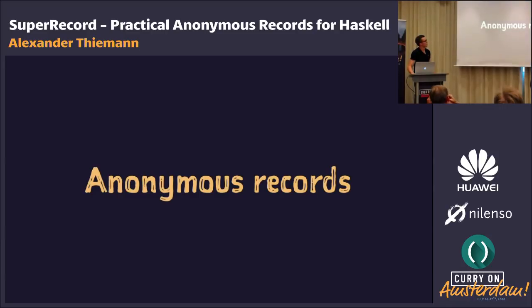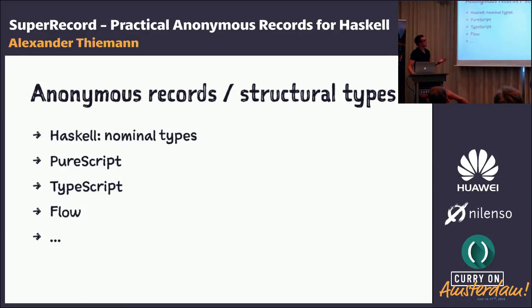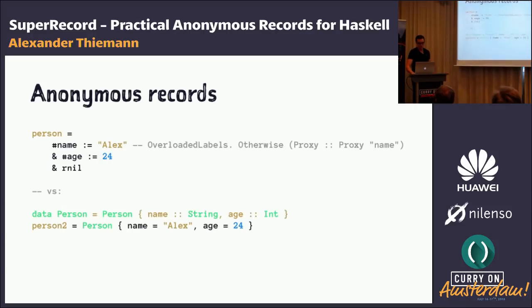So let's dive into anonymous records. In Haskell, we have these nominal types, where you give a thing a name, and then that's what you work with. Other approaches, for example PureScript, TypeScript, and Flow, have first-class records. So instead of defining your data Person that has a field with a name and an age, and then you build it up here, you write something that looks similar, but you're not talking about a person thing, but more about the structure, right? So this is a thing that has a name and an age, and then this is just the technical thing that we need for the implementation here.